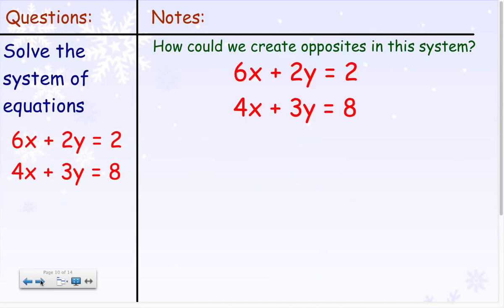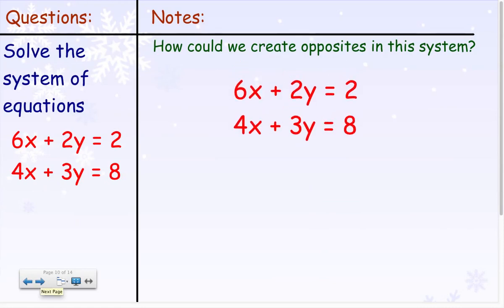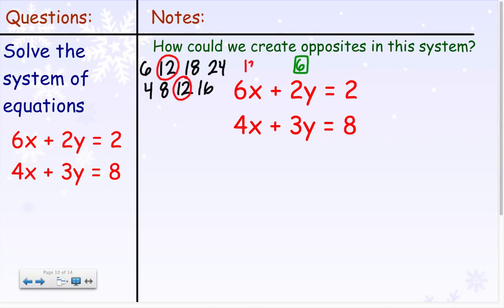All right, now we have 6x plus 2y equals 2, and 4x plus 3y equals 8. Well, we know from the last example, the lowest number in common between 2 and 3 was 6. Let's do the same thing for 6 and 4, just so we can get a little practice. 6, 12, 18, 24; 4, 8, 12, 16. So my lowest number in common between 6 and 4 is 12. So again, I like to choose the smaller number, which would be the 6.